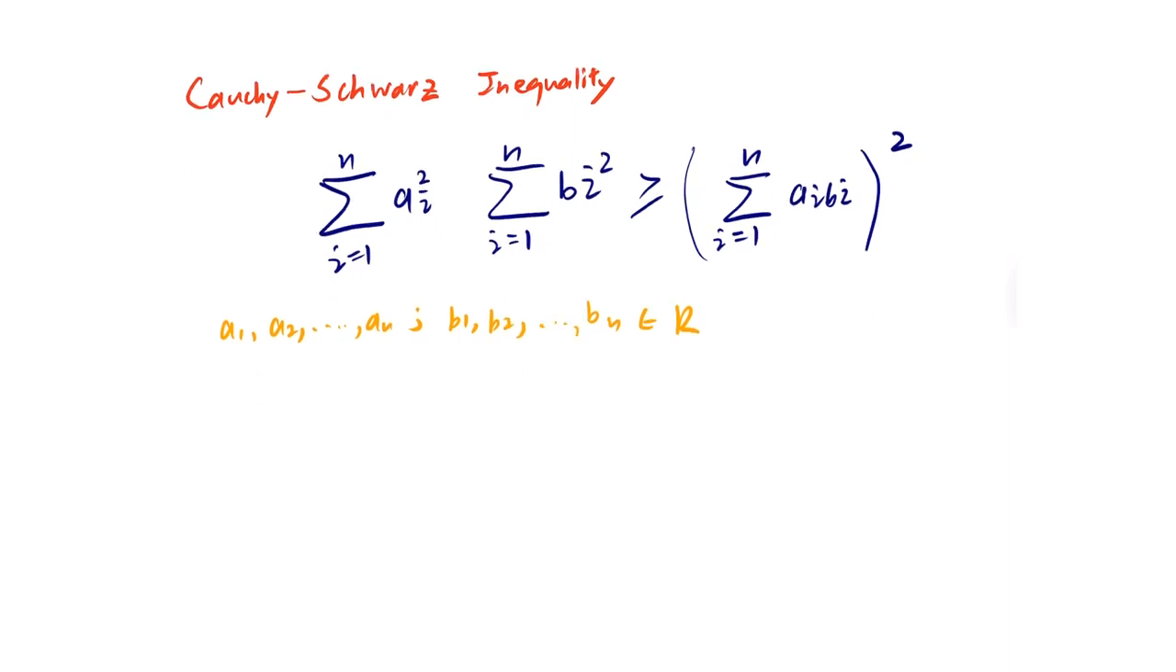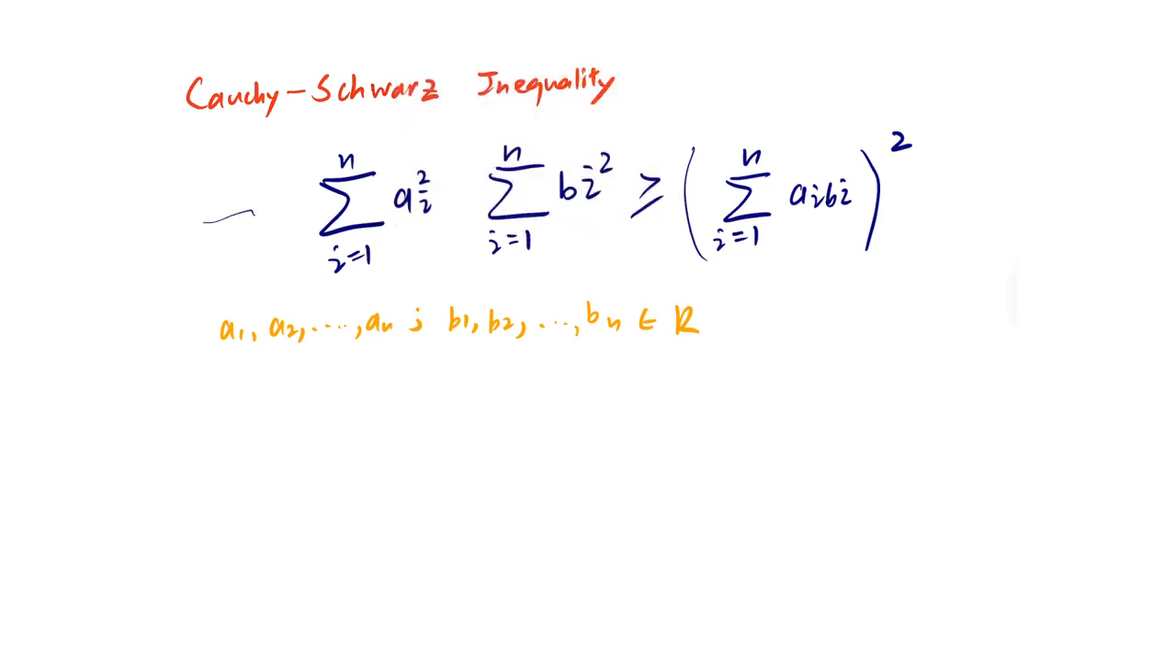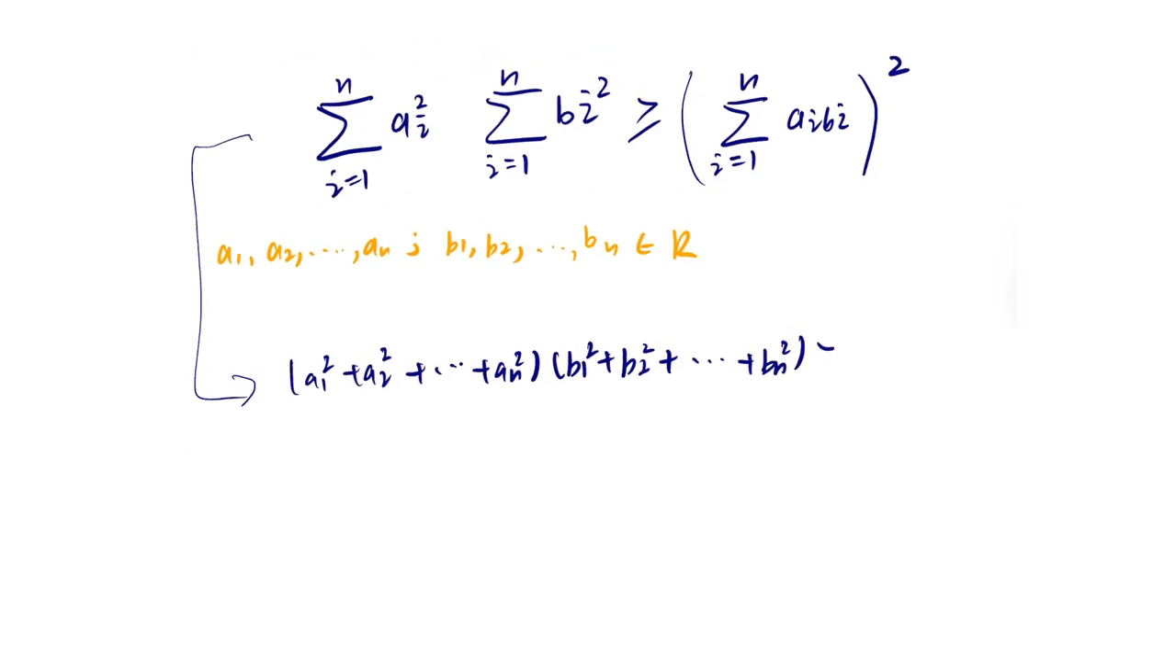And if you can't understand summations, this expression actually means a1 squared plus a2 squared plus all the way up to an squared, times b1 squared plus b2 squared all the way up to bn squared, is always larger or equal to a1 b1 plus a2 b2 plus all the way up to an bn, squared.